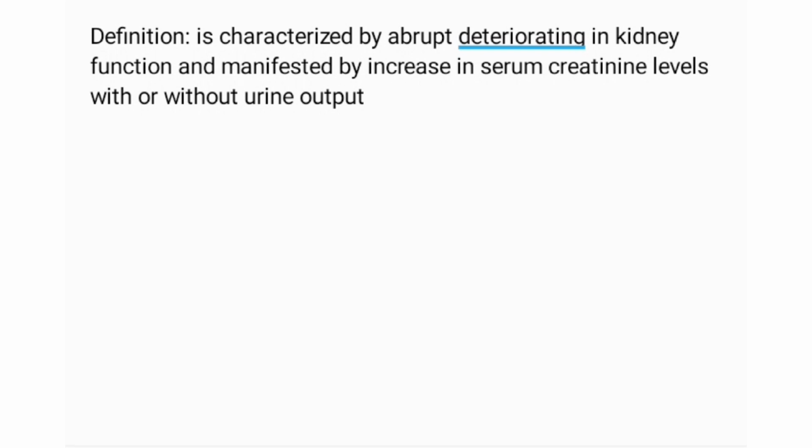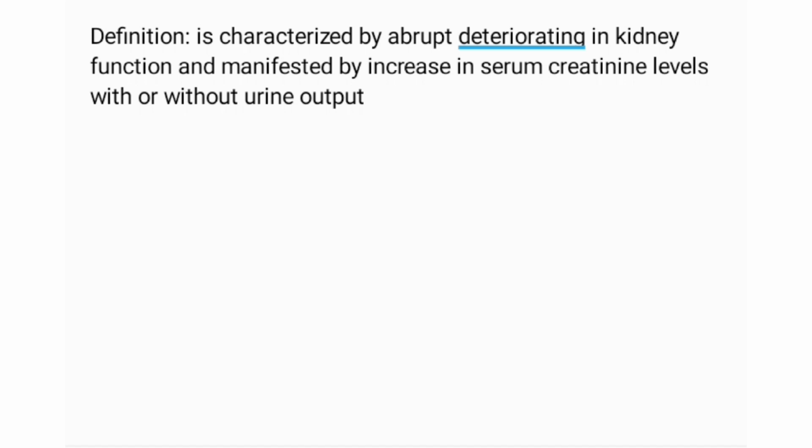The definition for AKI, but the one I've just written is that AKI is a condition which is characterized by abrupt deterioration in kidney function and manifested by an increase in serum creatinine levels with or without reduced urine output. Then the other thing you also have to know is the etiology, the classification of the etiology we are talking about.